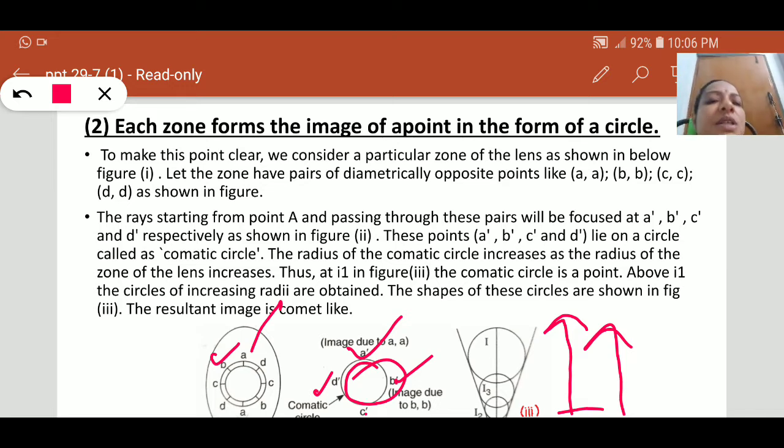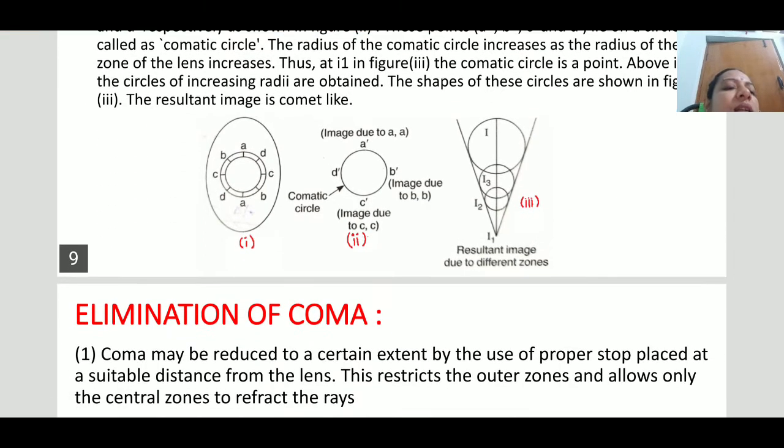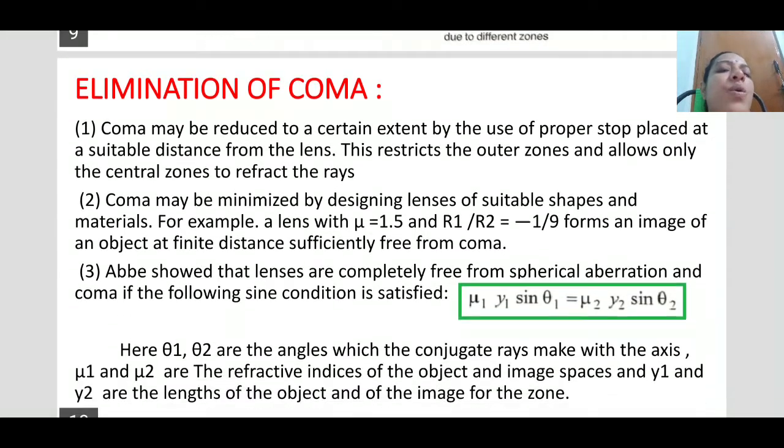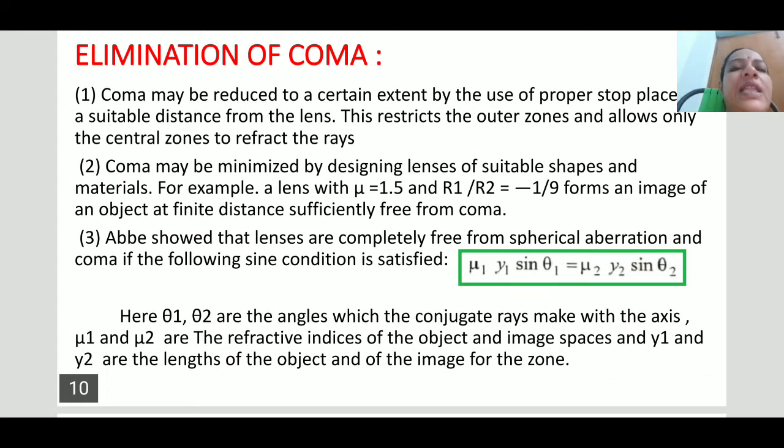You are observing this in the slide. This is the resulting image due to different zones. So this is how coma arises. Next, how do we eliminate this coma?